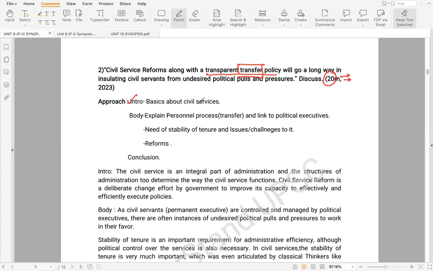Okay, so in the introduction, we'll talk about the basics about civil services. In the body, we'll try to talk about the transfer process, which is the personnel process, and then we'll have to link it to the role of the political executives in the personnel process concerned. Then we'll talk about the need of stability of tenure and issues and challenges pertaining to it. And then how can we bring about the reforms, and then we'll conclude, right?